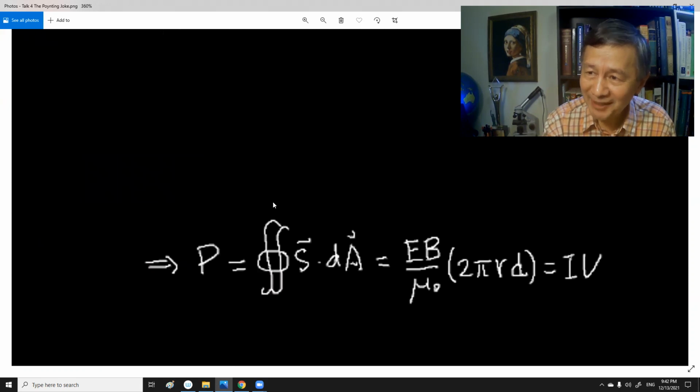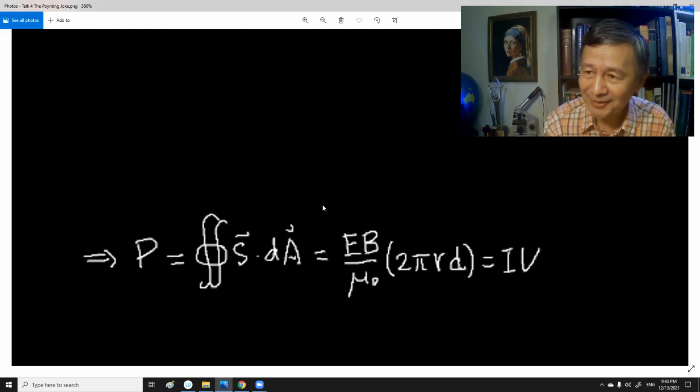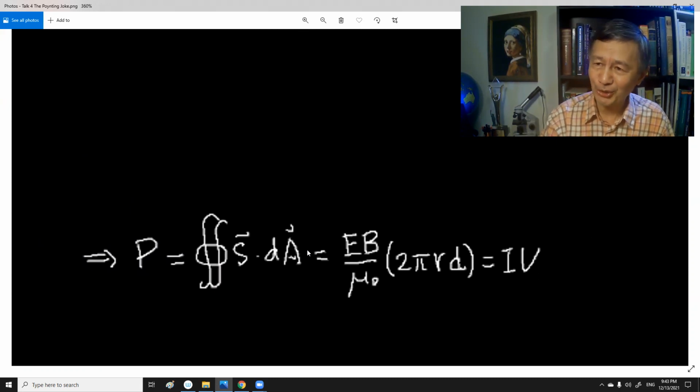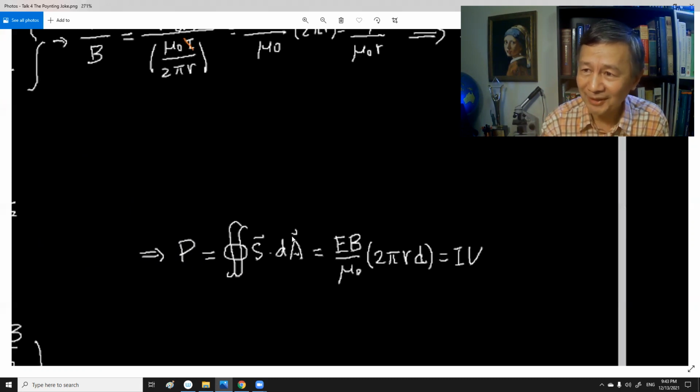So mathematically, you can argue that the Poynting vector can be used to describe the power. That is why in history, people had argued that we can use this fluid model to describe the energy transfer at a light bulb.